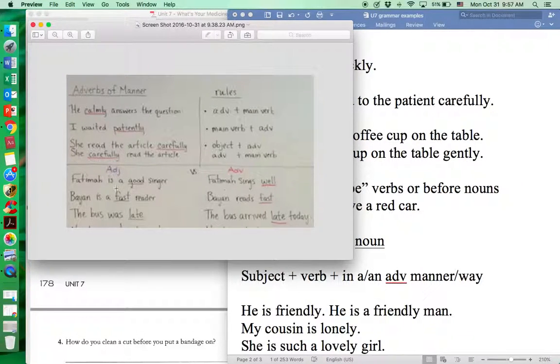Right? So again, Fatima is a good singer. Right? This is an adjective. Fatima sings well. That's our adverb. Bayan's a fast runner, fast reader. Bayan reads fast. Okay, so we can use those same words to say basically the same thing, but one is an adverb, one is an adjective. The bus was late. The bus arrived late. This is an active verb. This is a stative verb or a be verb. Okay? Should be easy enough to remember.